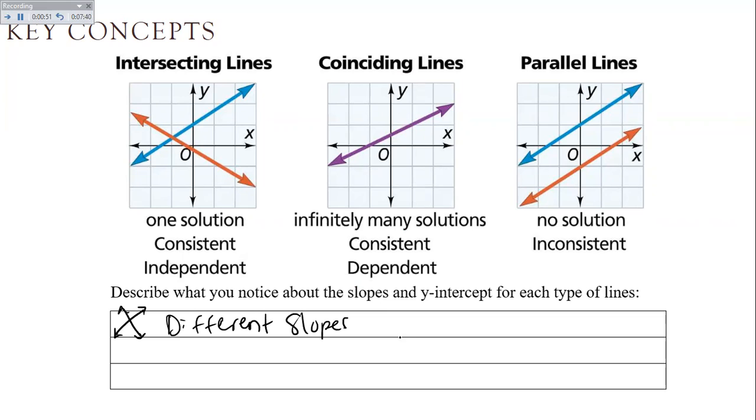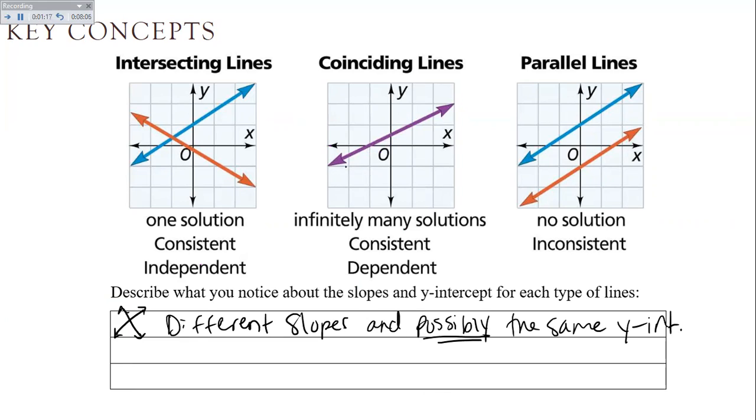Their y-intercepts could possibly be the same, but they have different slopes. Keyword is possibly.